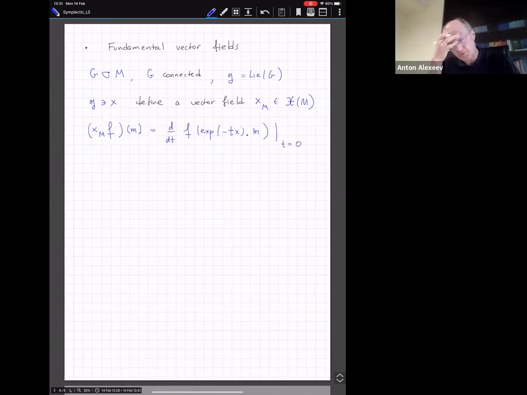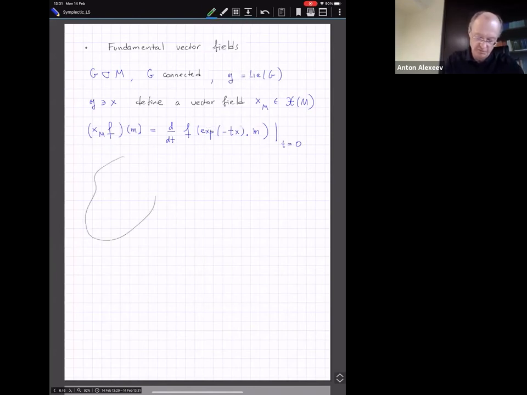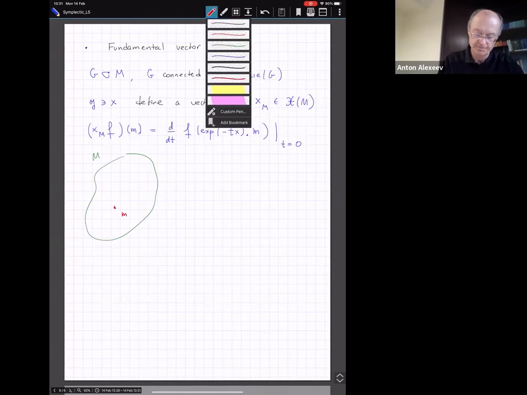So you use the exponential map to build a family of group elements which depend on a real parameter. You move your point. Here I'm following the orbit. So I have a manifold, and in the manifold, I have a point M.